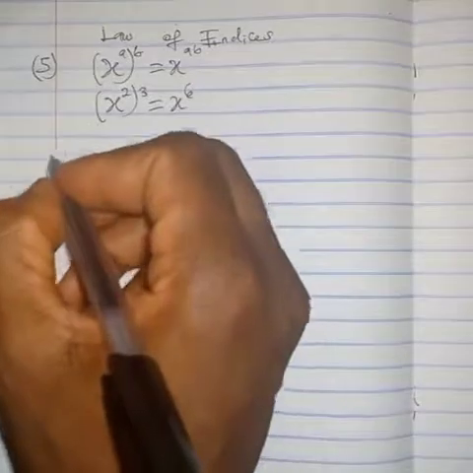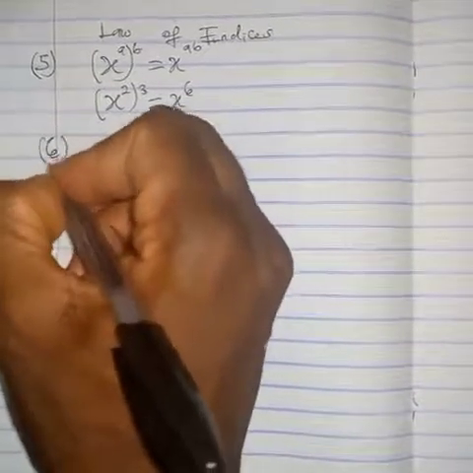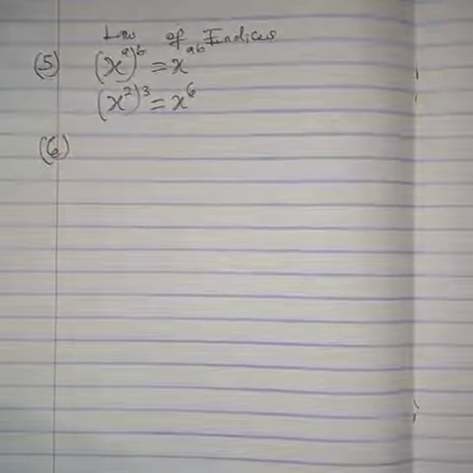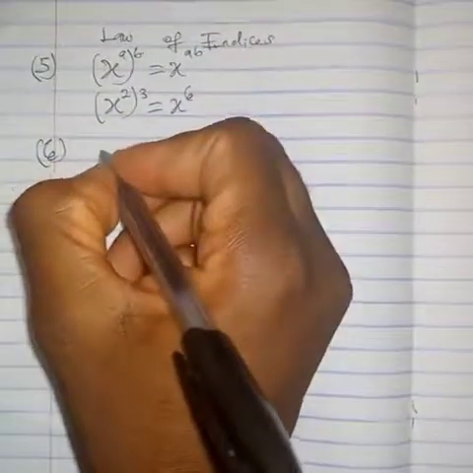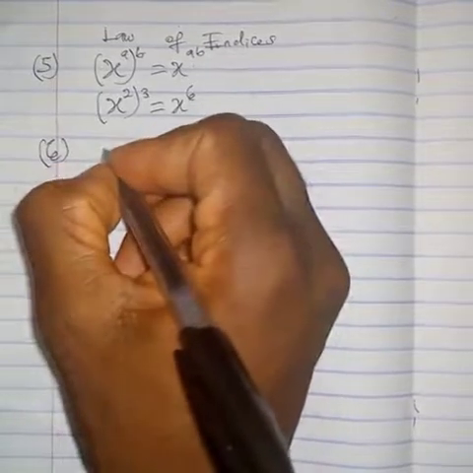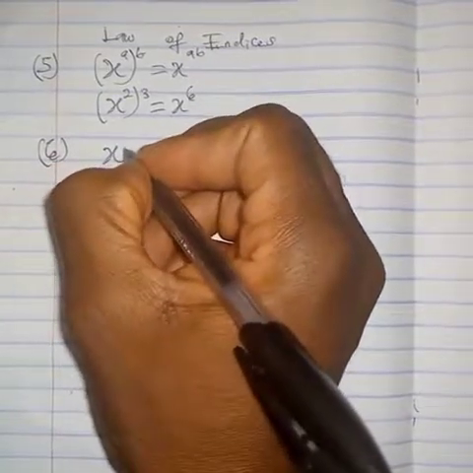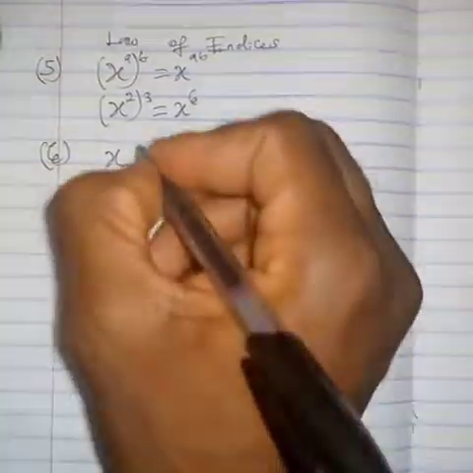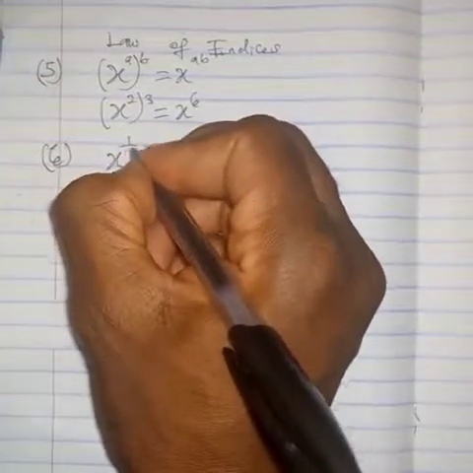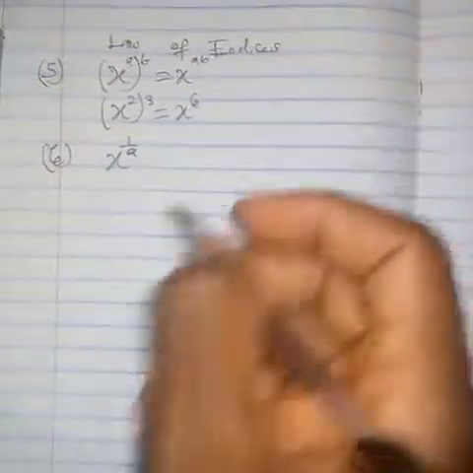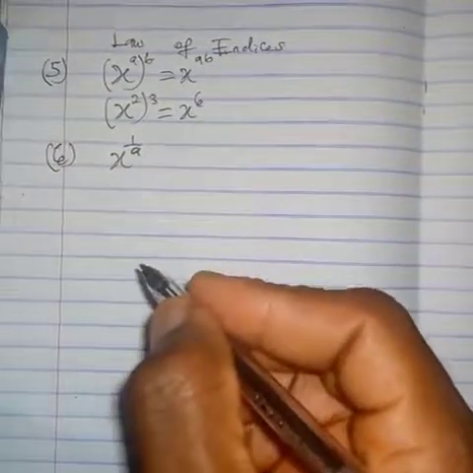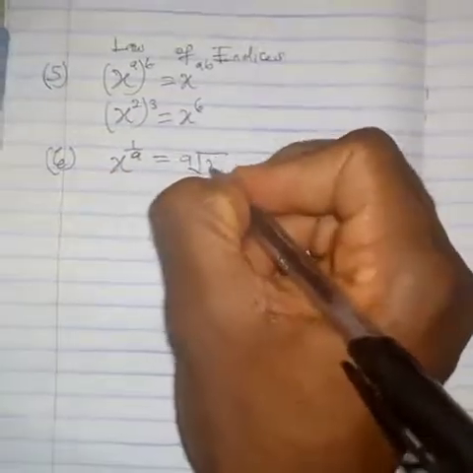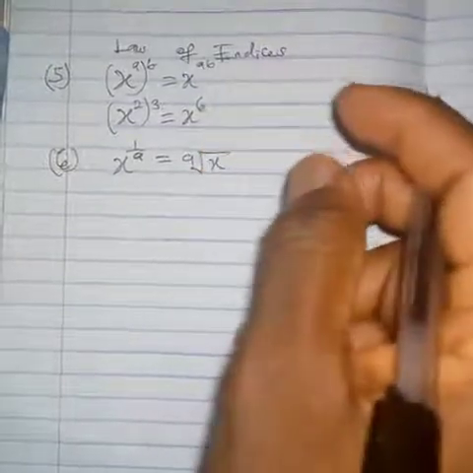Now, we also have the sixth law of indices. The sixth law of indices says if you have an expression like x raised to the power of a fraction, we call it fractional indices. You have something like this, 1 all over a. So x raised to the power of 1 all over a, it can be expressed in this manner. You have the a-th root of x.